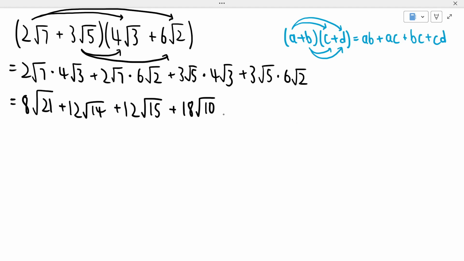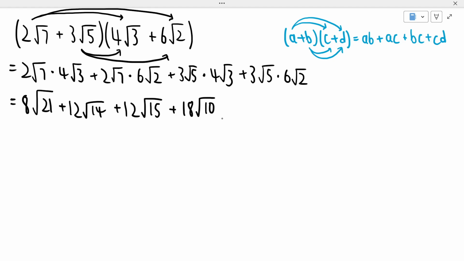So if we look at this expression, 8 square root of 21 plus 12 square root 14 plus 12 square root 15 plus 18 square root 10, there's no way to simplify this any further because all the square roots don't have numbers inside them with repeated prime factors. So 21 is equal to 7 times 3, 14 is equal to 7 times 2, 15 is equal to 3 times 5, and 10 is equal to 2 times 5. So none of these numbers have repeated prime factors, which means we can't simplify these square roots any further. And then all these square roots don't have any terms in common, so we also can't combine like terms.